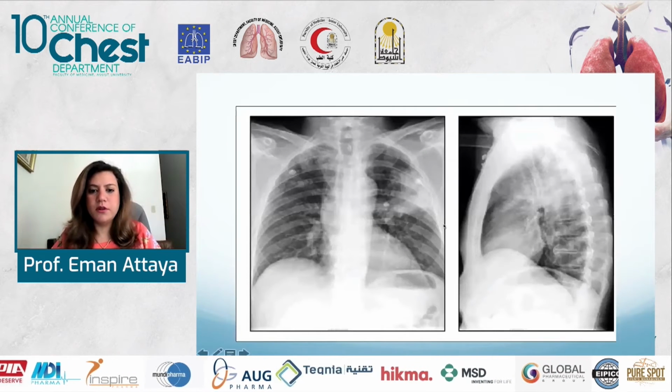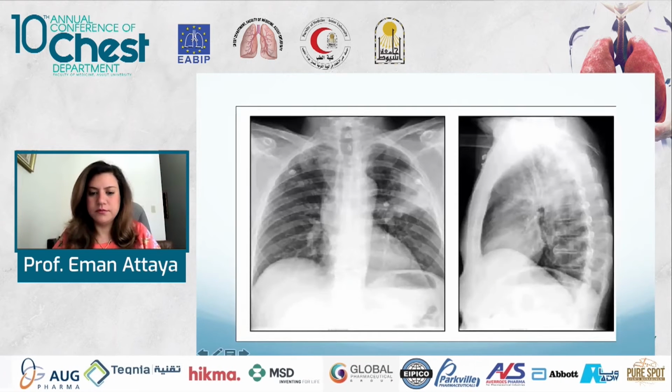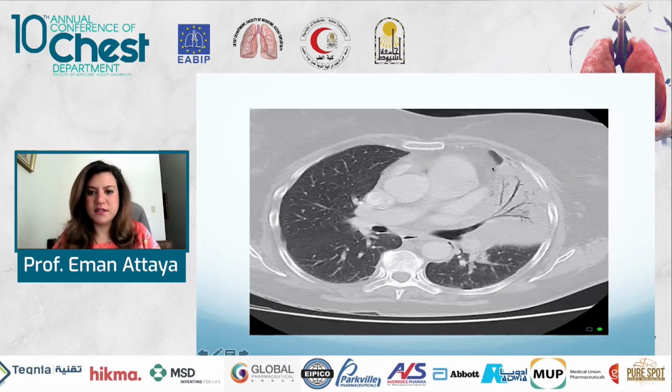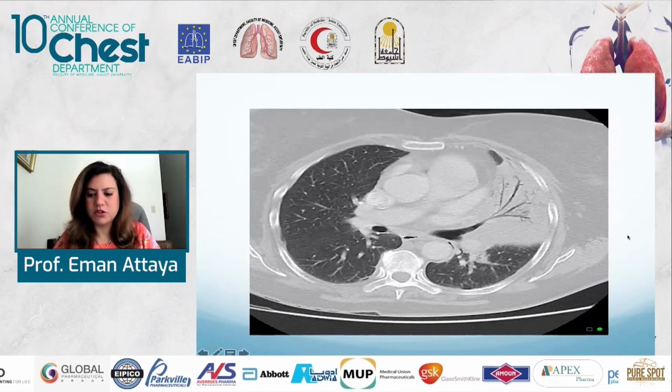Here's an example of a lobar pneumonia in the left upper lobe. You can see an area of consolidation here. And this is the CT correlate, area of consolidation with air bronchograms, as we mentioned earlier.